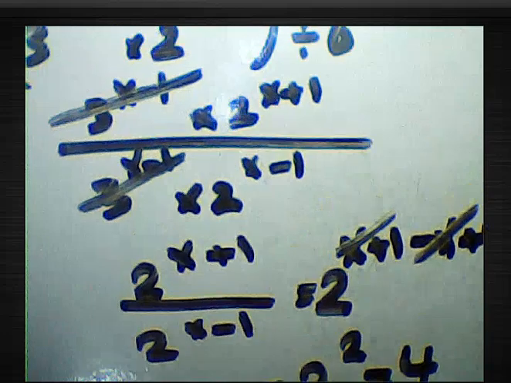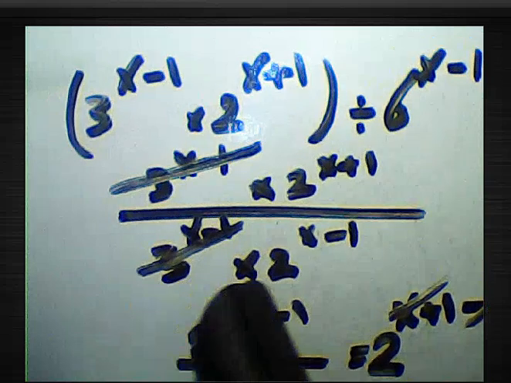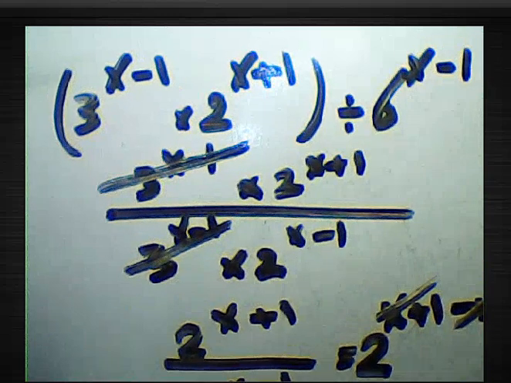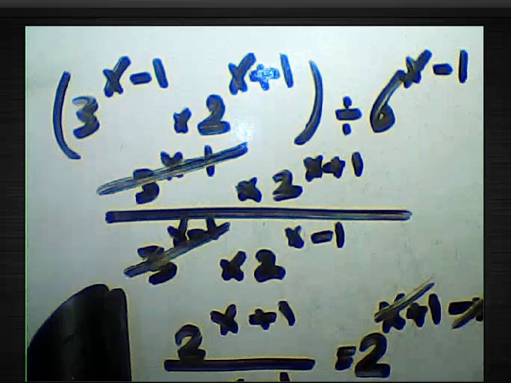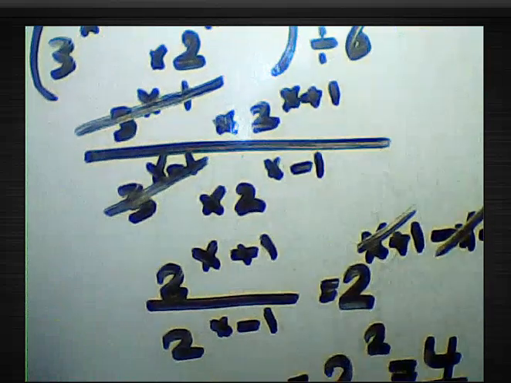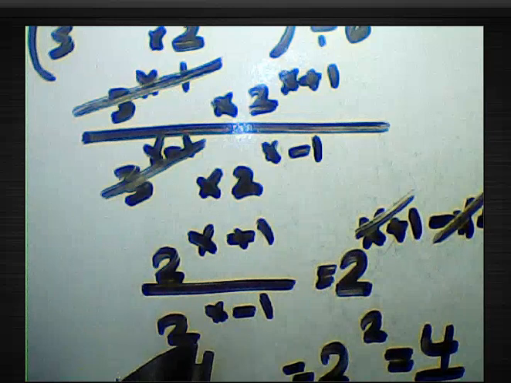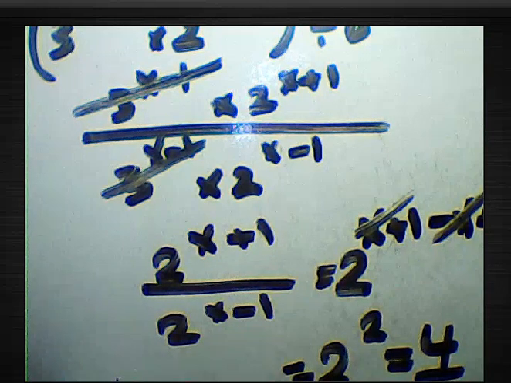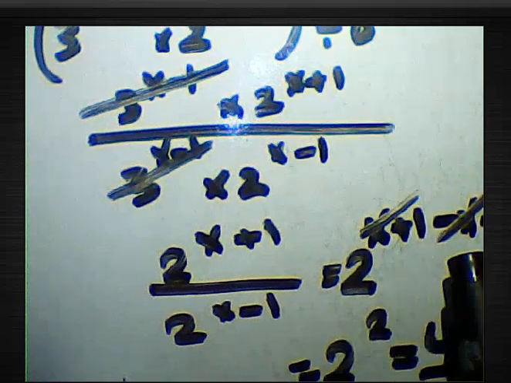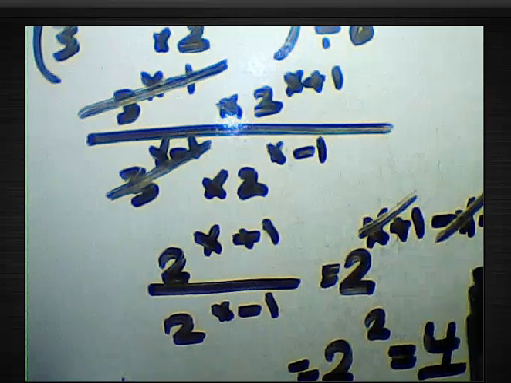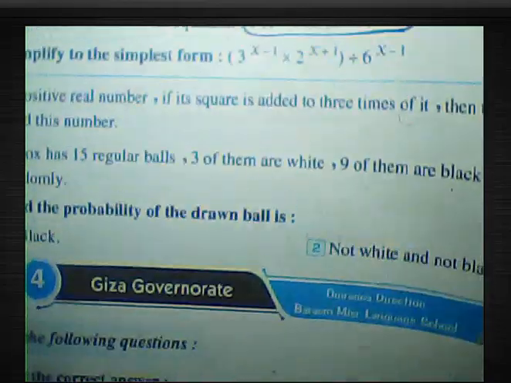Okay, again in this expression we can write 6 in the denominator as multiplication 3 times 2, and distribute the power x minus 1 here and here, and you can cancel the first term by the first term here because it's equal. 2 power x plus 1 over 2 power x minus 1 equals 2 power x plus 1 subtract x plus 1. Change the sign here, cancel x by negative x, and 1 plus 1 equals 2, 2 power 2 equals 4. So the value will be equal to 4 for this example.